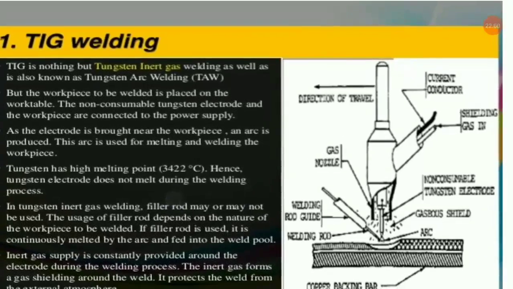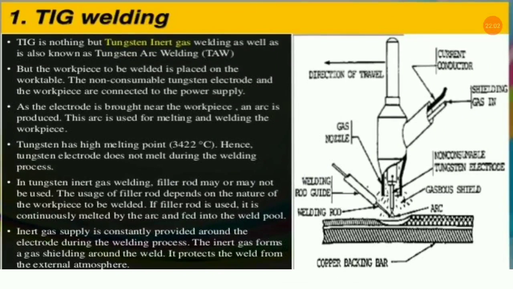Next is TIG welding, the tungsten inert gas welding process, where non-consumable electrodes are widely used, and this question is widely asked in competitive examinations. In which welding process are non-consumable electrodes used? The answer is the TIG welding process. Look, this tungsten has a high melting point, 3422 degrees Celsius. So here the only change is that the electrode is non-consumable, so you have to keep that in mind, and we will have a separate class on detailed discussion of the TIG welding process.